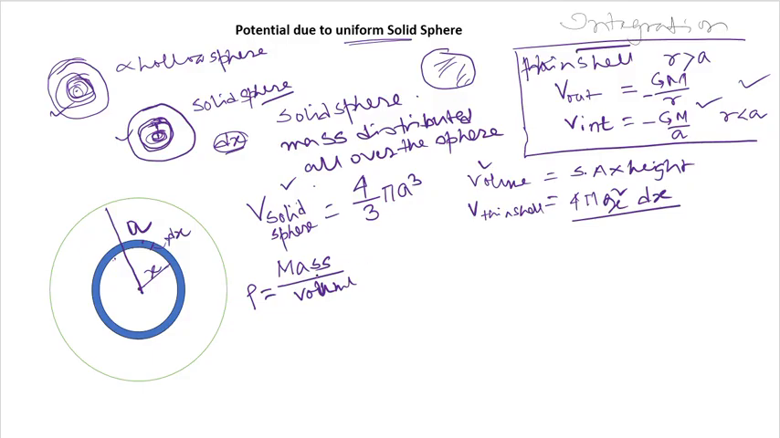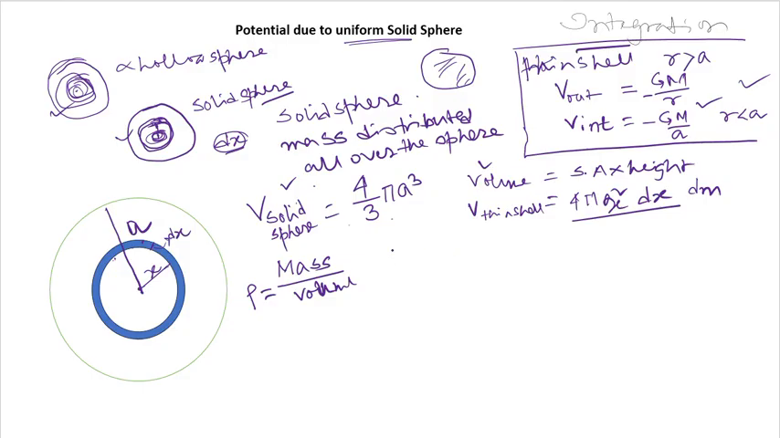Since the sphere is uniform, rho is the same, whatever mass you take and divide by its volume, it will be rho. And for this very thin shell, what should be the mass? We already know, this is dm, because a very small mass is dm. Rho is always the same, whether I take the whole sphere or just this small part.